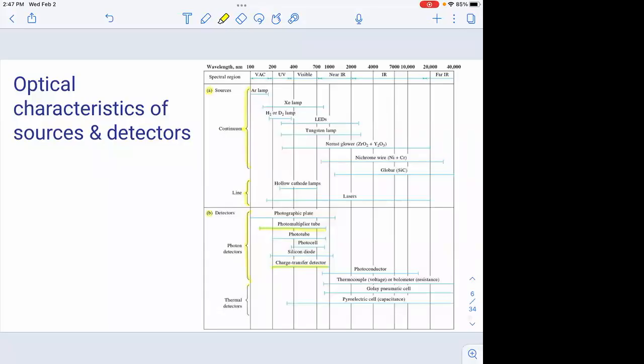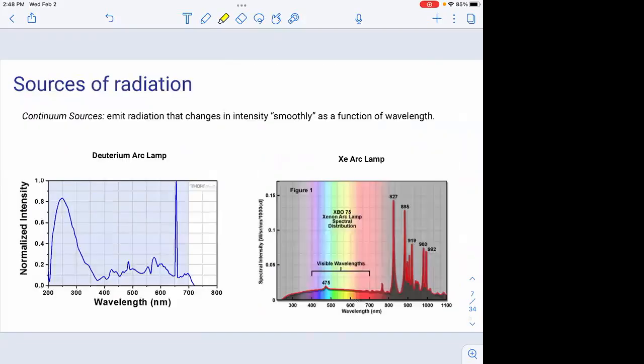Other options are thermal detectors. So we know that light can be converted into heat. And so you can have things that deal with changing pressure as things heat up. Similar thing, you could use just a temperature change across a detector to measure voltage, like a thermocouple. So we'll talk about a couple of those options as well in the course of these videos.